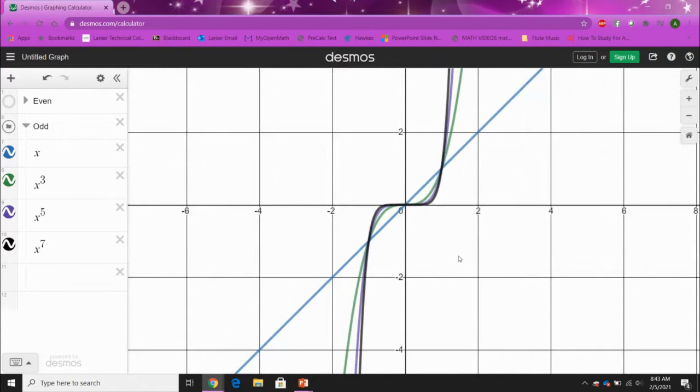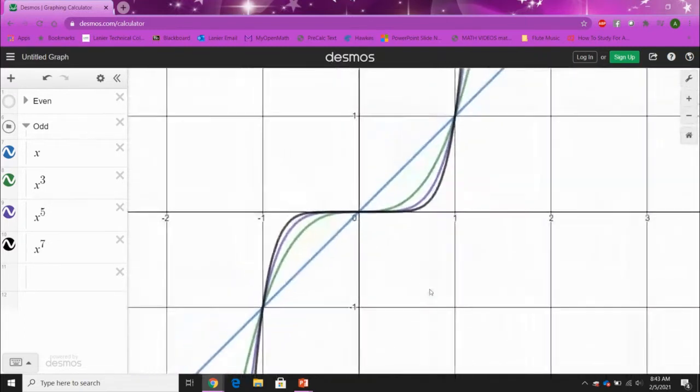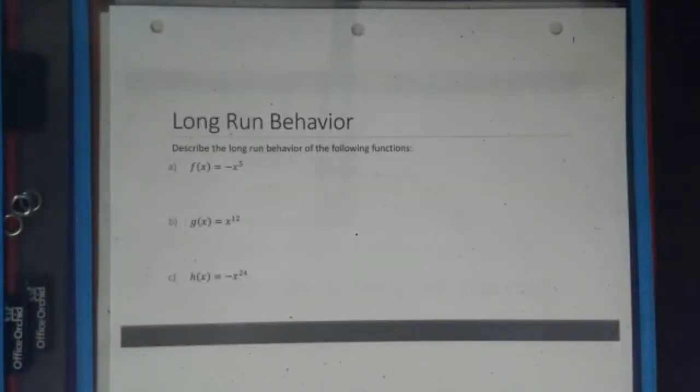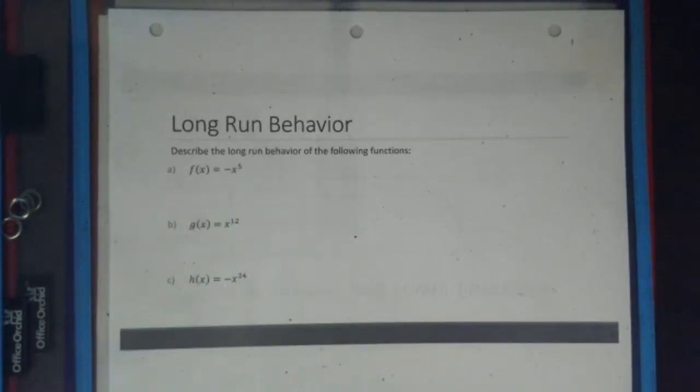Kind of like how we had common points among all of the even power functions, we have common points between the odd power functions. So all of our odd power functions are going through the point -1, -1, 0, 0, and 1, 1. So that's some interesting notes to take into consideration. So let's see if we can figure out the long run behavior of some power functions. First up, we have f of x equals -x to the fifth.